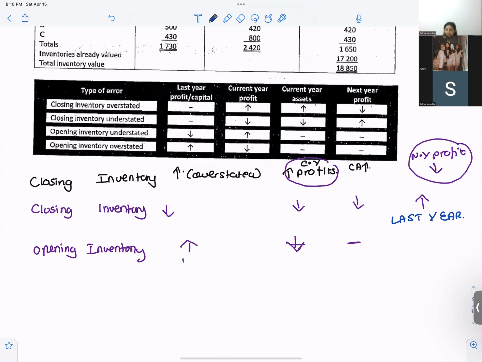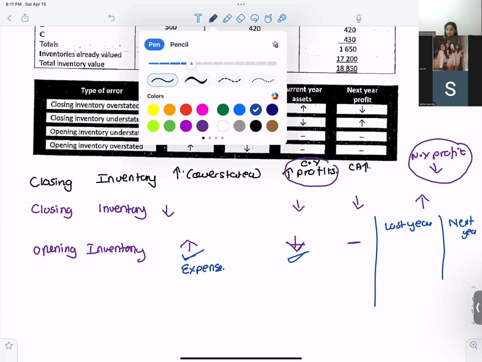So if your opening inventory is overstated, your current year's profit is understated, because opening inventory we treat as expense. Next year profits will have no effect, because my next year profit has only relation with closing inventory. And last year's profit? It was closing inventory, na?